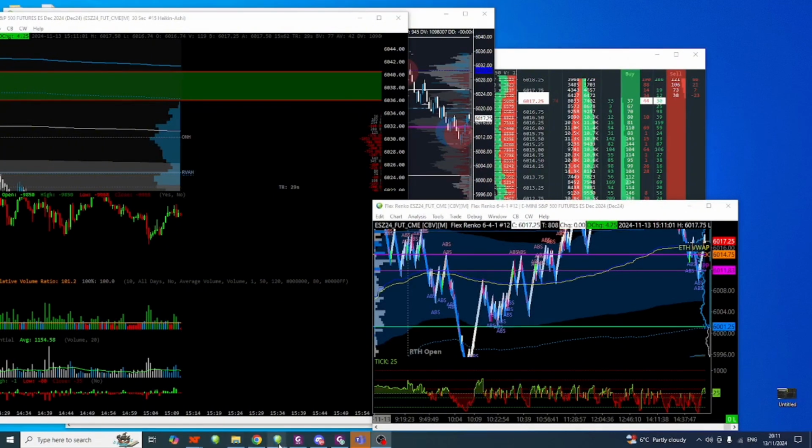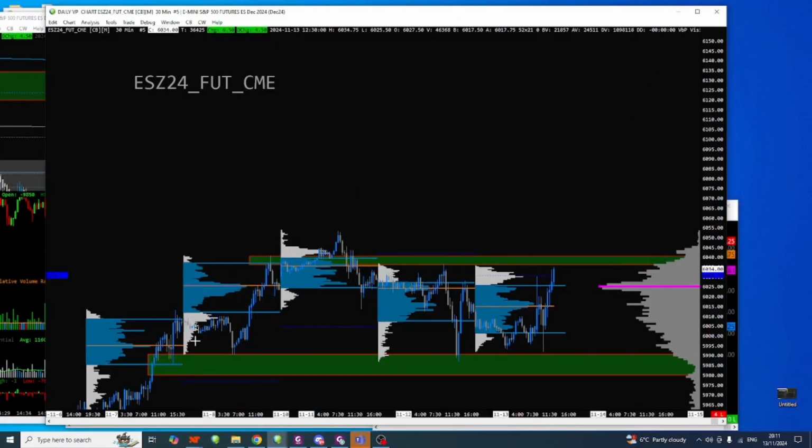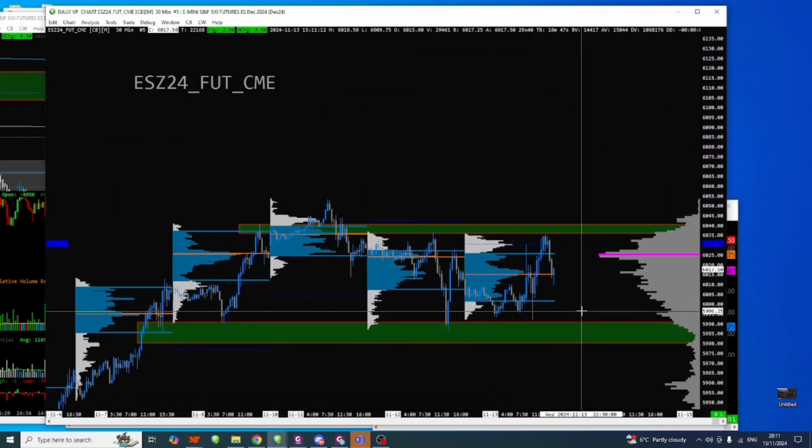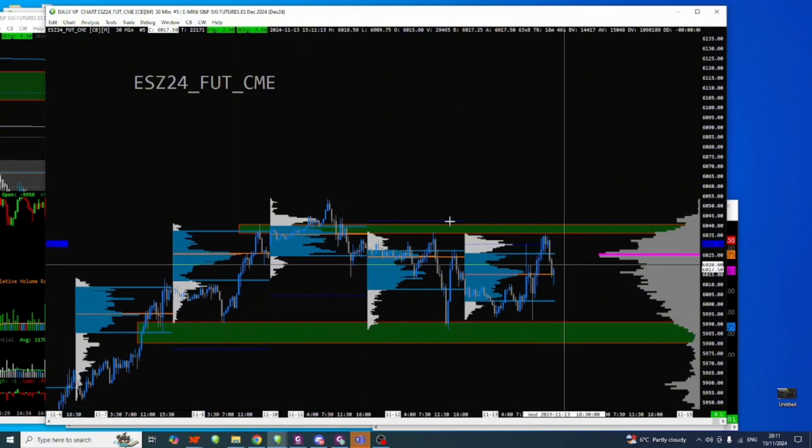So just gonna do a quick recap of my ES trades today. Coming into the session, you can see some very range bound light days with some nice bell curves here. So coming into the session, I'm pretty much looking to stay range bound unless proven otherwise.